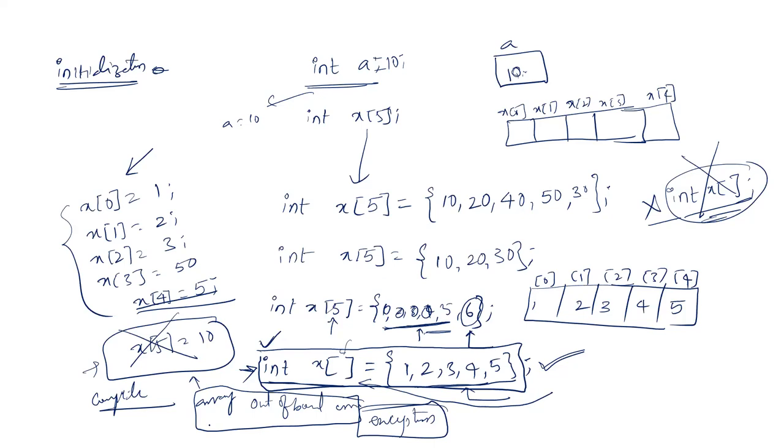If you leave the size empty in a separate declaration, you'll get an error. How to make it variable size? I'll tell you about variable size later. But arrays cannot have a variable size. Once you declare a size, say x[5], with just 5 elements, I cannot increase the size in the middle, and I cannot decrease the size in the middle. You have to use that size.